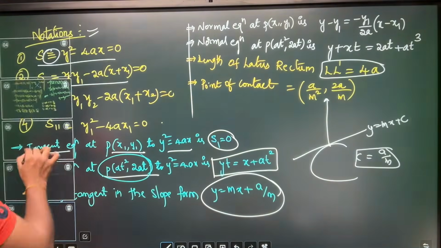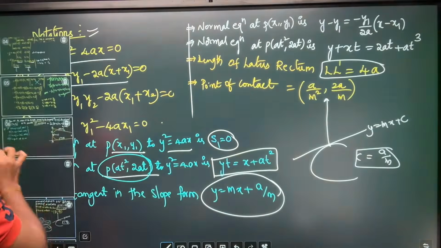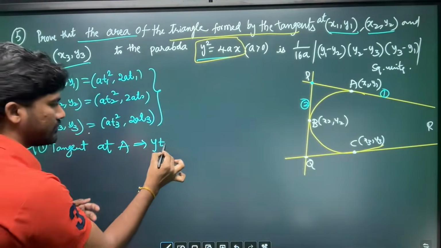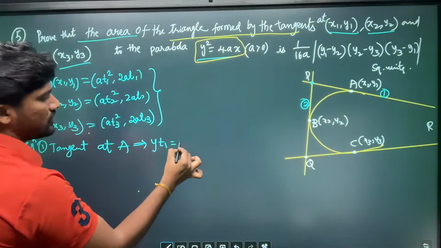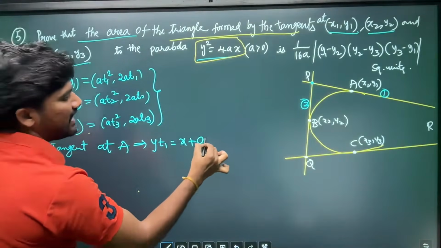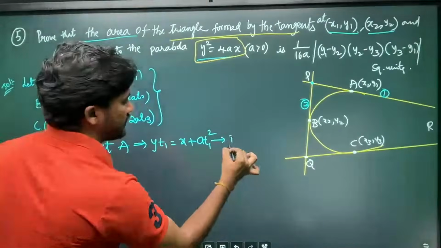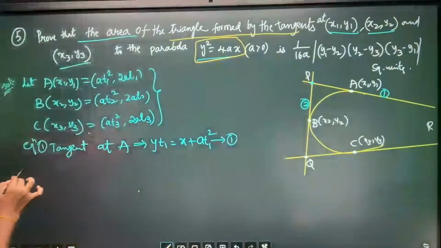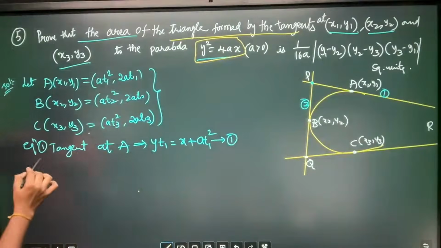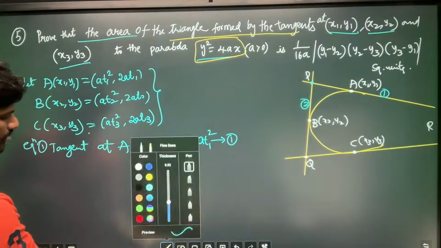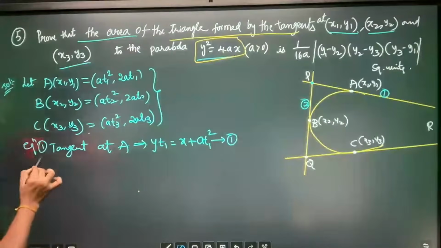Okay, same point I am using here. So yt is equal to, therefore we write, t is nothing but t1, yt1 is equal to x plus at square. At square means at1 square. Take it as equation number 1, please try to understand.